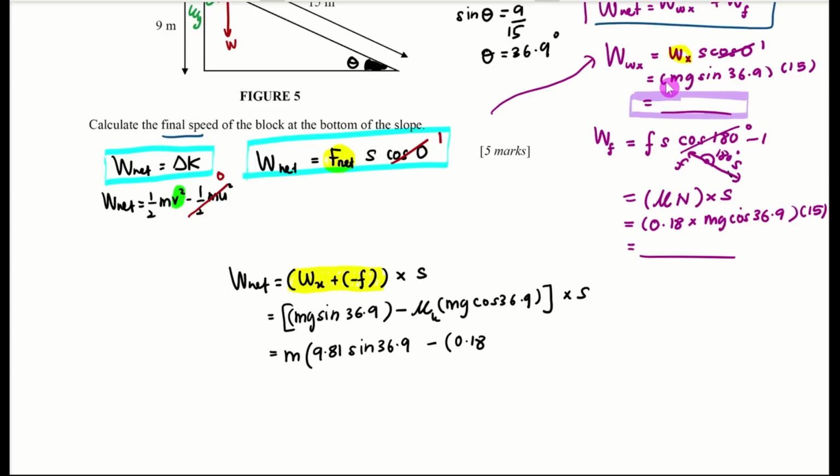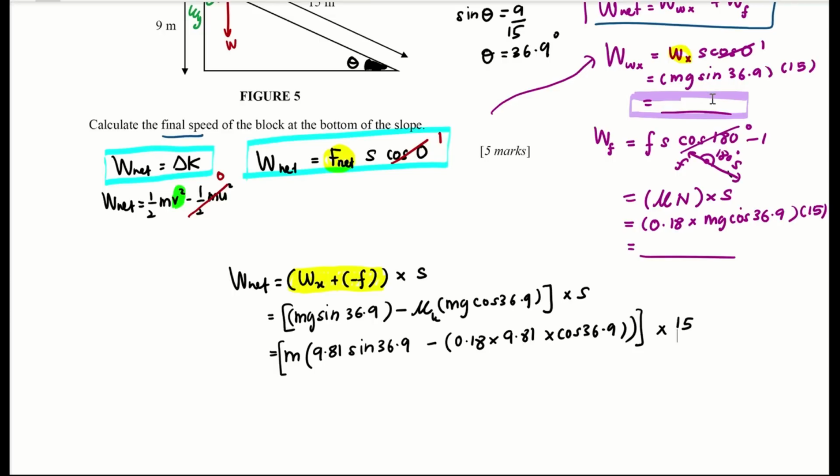Jadi kalau awak tengok kat sini, ini pun awak kena tinggalkan jawapan dalam bentuk M. M dia tak bagi mass dia. Awak jangan risau, awak kira je. Okay, M dia tadi kita dah factorize kan. So 9.81 cos 36.9. Okay. And then semua ini tadi, you timeskan dengan S, which is 15.